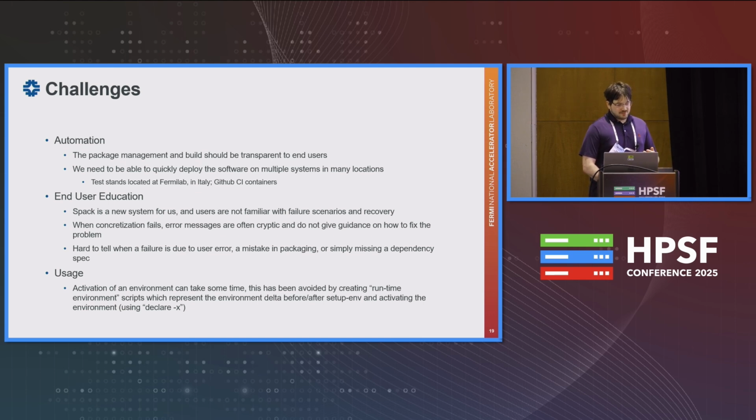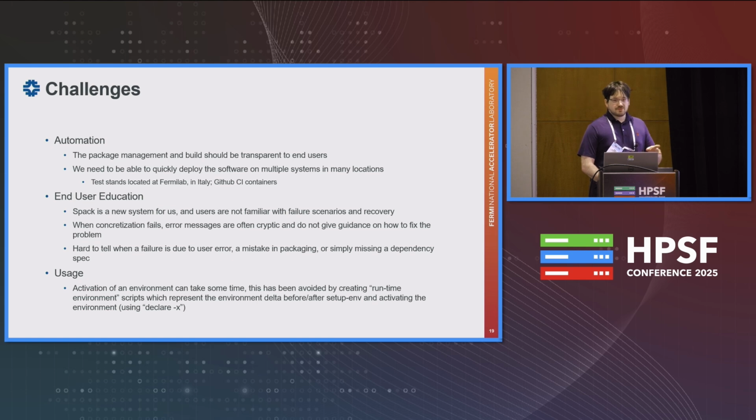So, it's a new way of doing things for us, so we have to make sure that the users understand how to do things. And when the concretizer fails to concretize, the messages that the concretizer spits out when it has an error can sometimes be arcane unless you're really used to what it's doing and understand, okay, this is what actually happened. But still, it can be hard to tell if a failure is due to user error, a packaging problem, or something is missing somewhere.